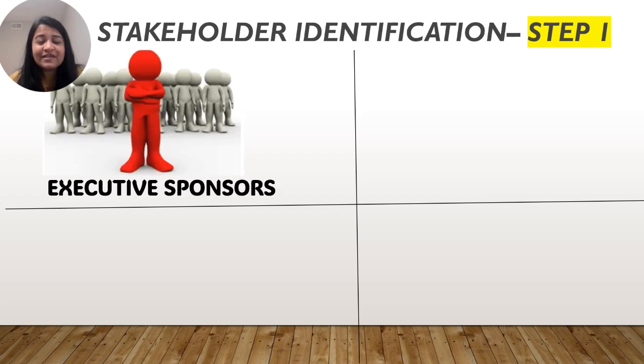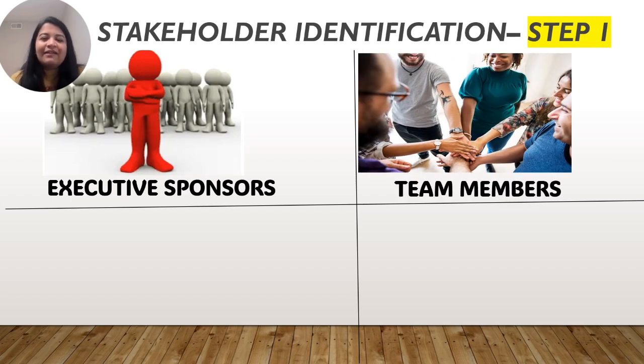As our first base ingredient, we'll be talking about executive sponsors, or we can consider those as premium ingredients, the people who would be funding our project. Next we have the team members, who will be our core ingredients, because without the team members it's difficult to develop the entire product or project.